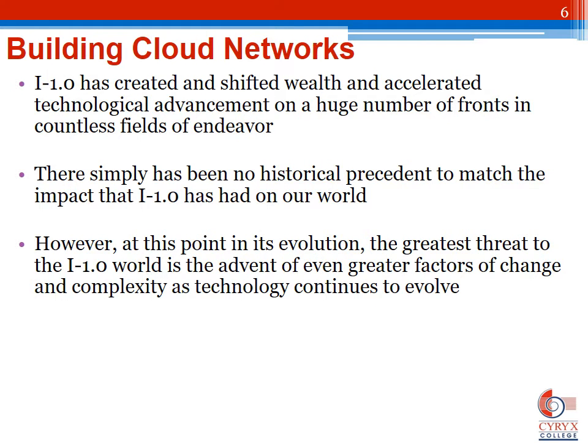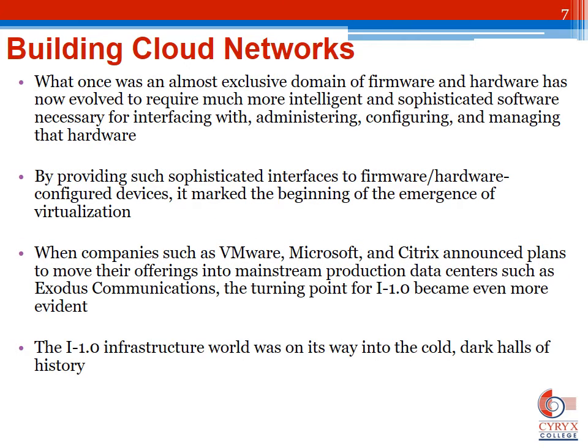I 1.0 was created, shifted wealth and accelerated technological advancement. Technology is something that is evolving and changing today. From kilobytes to megabytes to terabytes, it has been evolving in terms of connectivity and bandwidth. You can see improvements everywhere. What was the most exclusive domain, firmware and hardware, has been evolving. We need hardware, software, and the interface, meaning a small piece of software that controls the hardware, administering, configuring and managing it. Different companies went into virtualization because of excess hardware space, like VMware, Microsoft and Citrix. All these companies have been going through that.